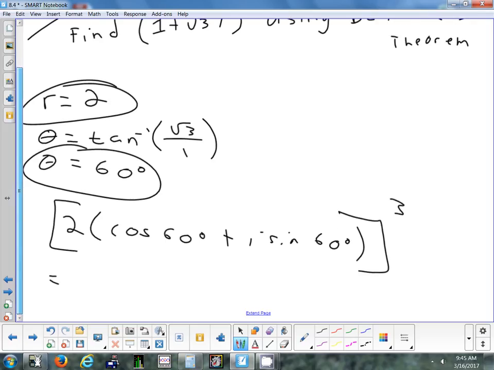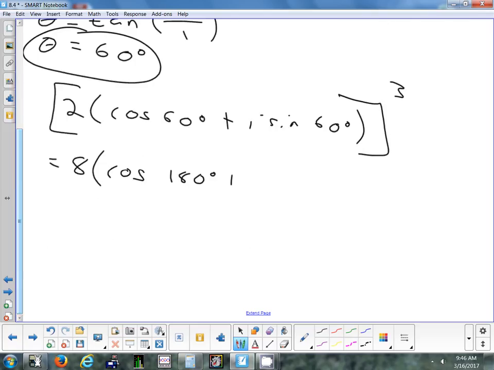When I cube it, what's going to be my radius? And this is small enough, I'd like to do the radius out. 8. Yep, the radius is 8. And my angle is going to be how much? Angle times 3, so 60 times 3, which is 180. And that's the final answer in trig form.